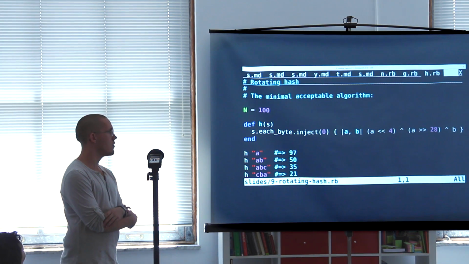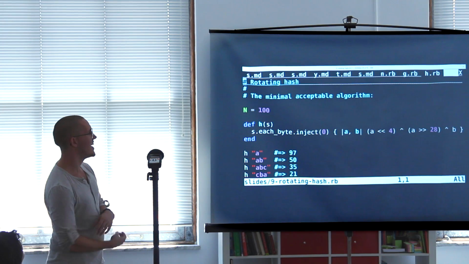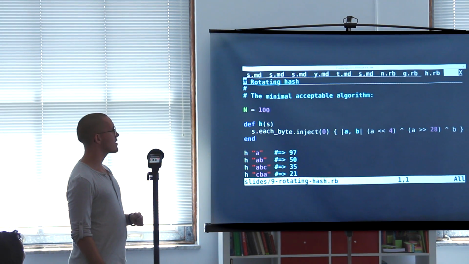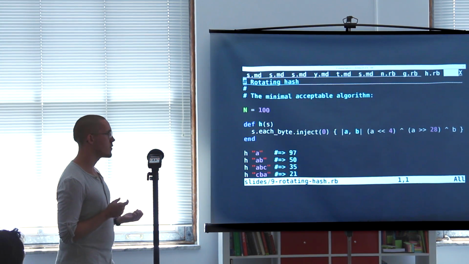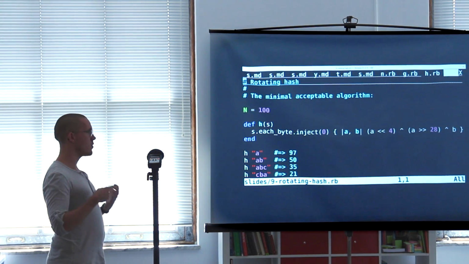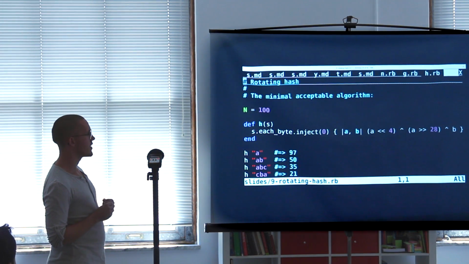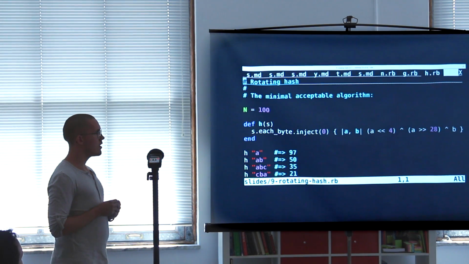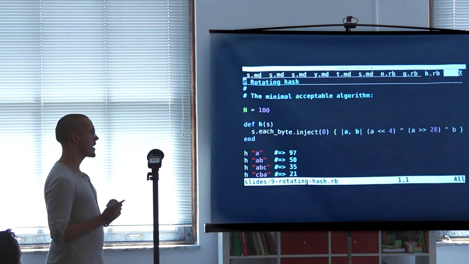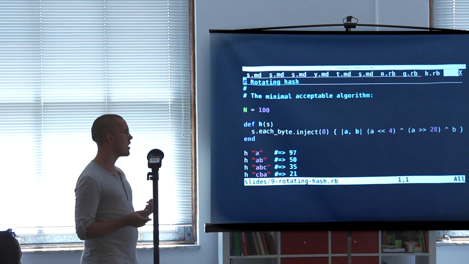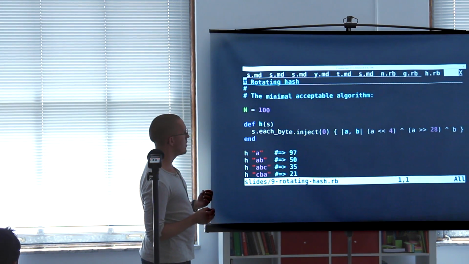So the minimal acceptable algorithm for a hash function is this, and this is the rotating hash. It ended up on one line, that's good. So in here, we fold the data together using XOR and some shifting. There's also an XOR function that does not do the shifting, but since XOR is also commutative, that would not work. So we have to shift our integers a bit.